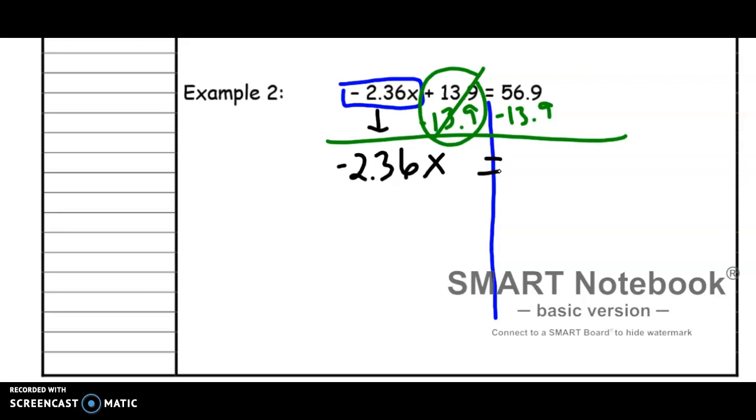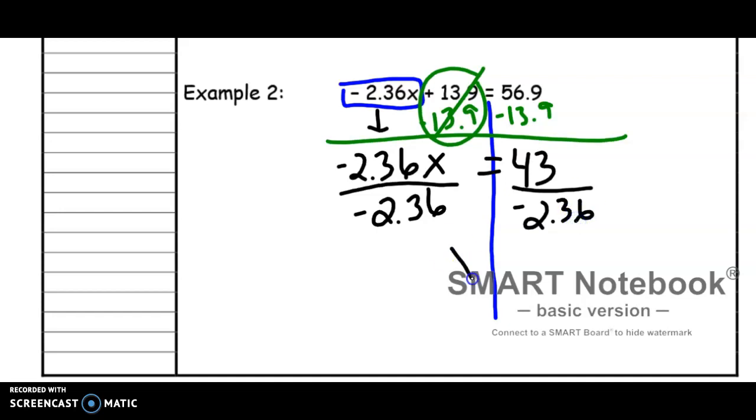56.9 minus 13.9 equals 43. And then last but not least, we're going to divide by negative 2.36 on both sides. So 43 divided by negative 2.36, negative 18.22, and there are some more digits.